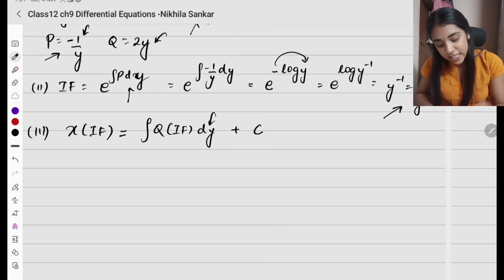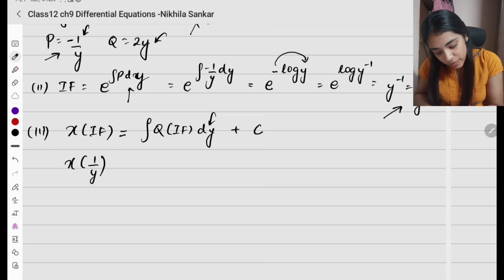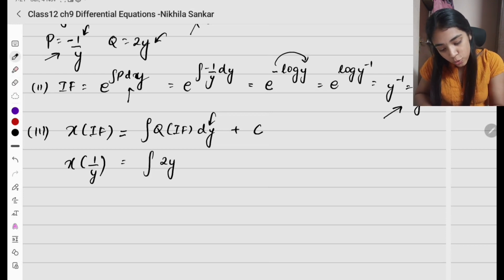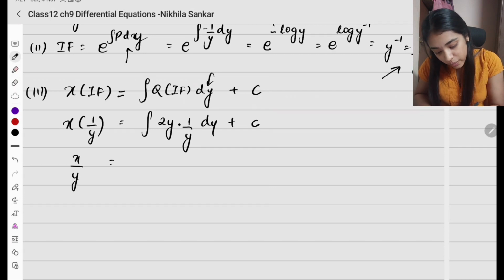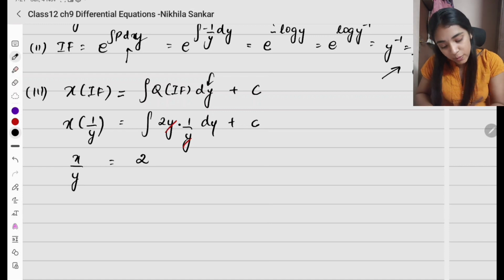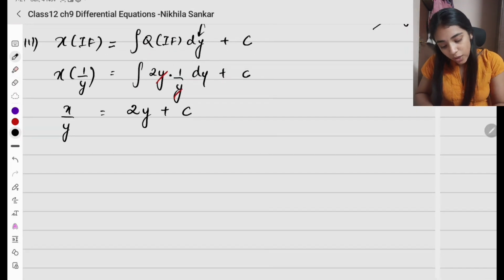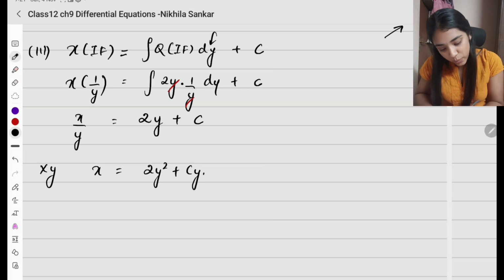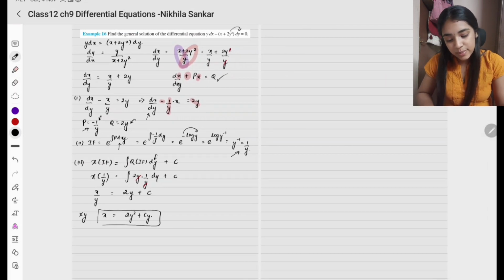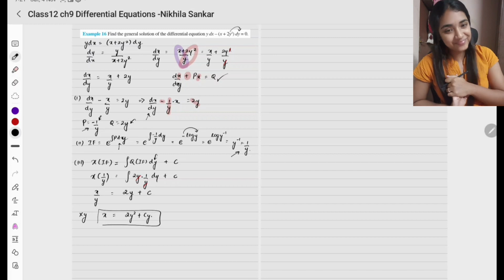Okay, plus c. Now, x times integration factor, which is 1 divided by y, equals integration of q times integration factor. Q is going to be 2y times the integration factor 1 by y, dy, plus c. This is again a simple integration. So, I have x divided by y equals, the y cancels out. I have 2 as a constant. Integral dy is going to be y plus c. Now, multiplying the whole equation by y, what do I have? x equals 2y square plus cy. Okay, so this is my final answer. Is it simple? Very nice. Copy.